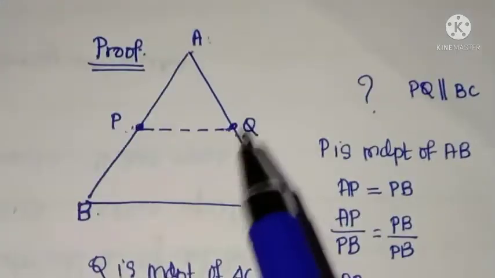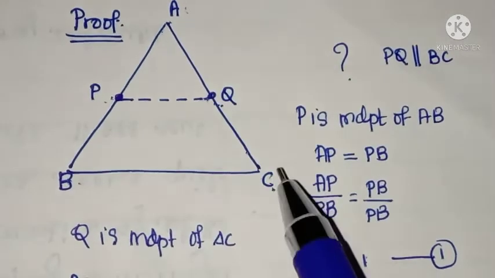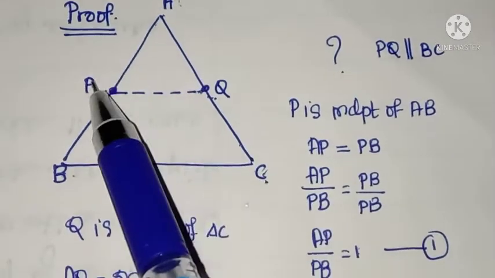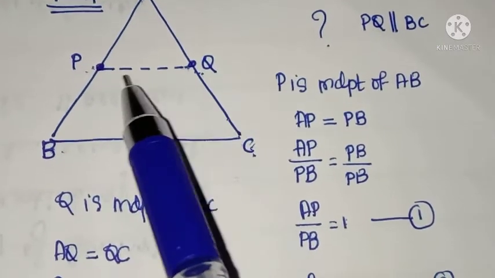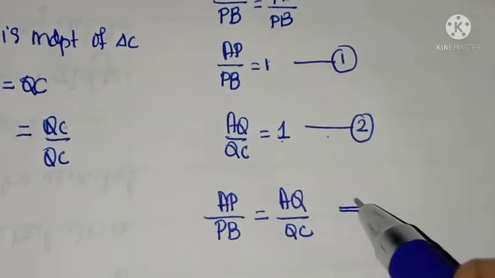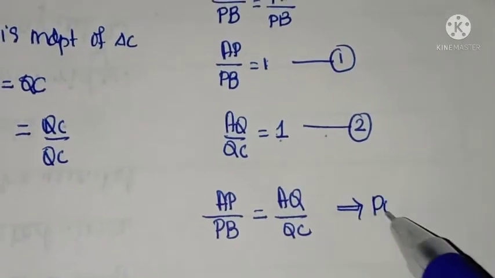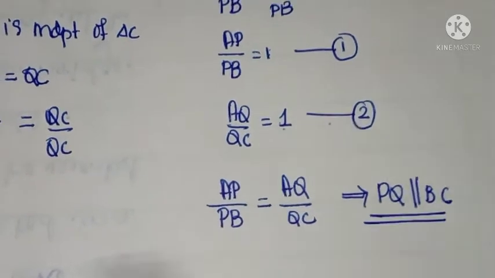Now look at the figure. AP by PB equal to AQ by QC. So if ratios are equal, then by converse of basic proportionality theorem, the lines are parallel. So by converse, we can write the line PQ is parallel to BC.